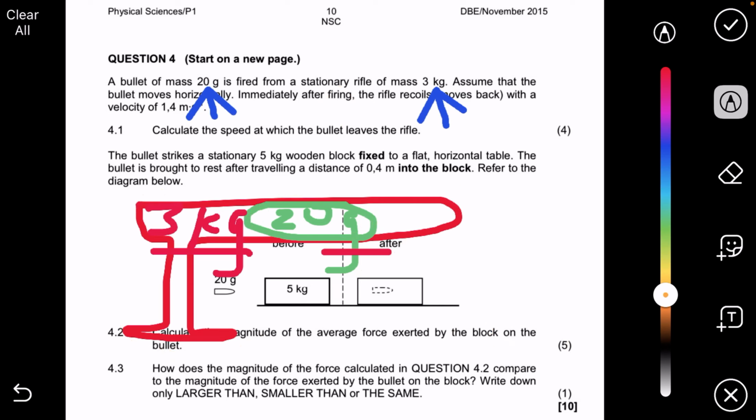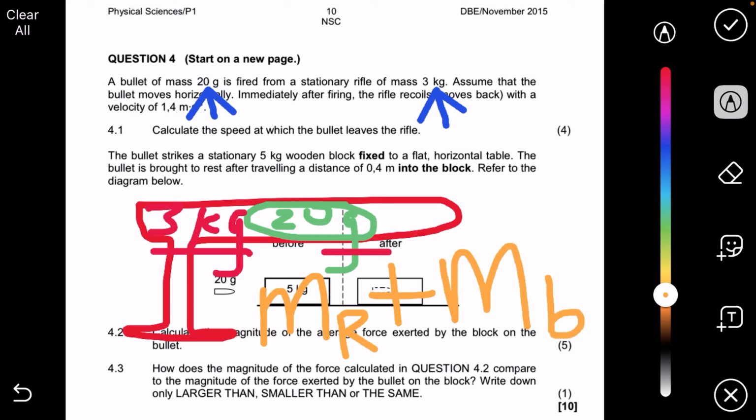Something very, very much interesting, ladies and gentlemen. The mass of the rifle is combined with the mass of the bullet. Why? Because initially, the bullet is inside that rifle. That's why they've got a combined mass. Massively important, ladies and gentlemen, to understand that information.